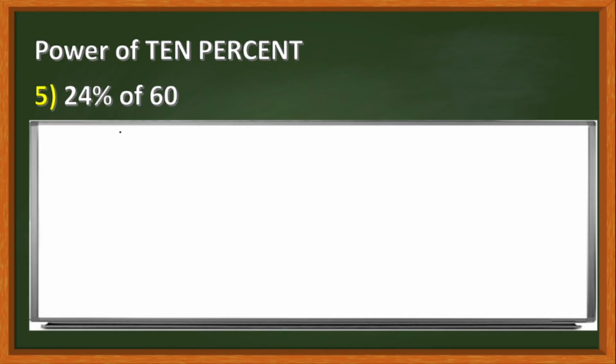Okay, next. Sample number 5, we have 24% of 600. So we can get 10% of 600, which is 60. So 10% of 60 is 6. So we have another 10%. So we have 20% now. Another 6. How about 4%?